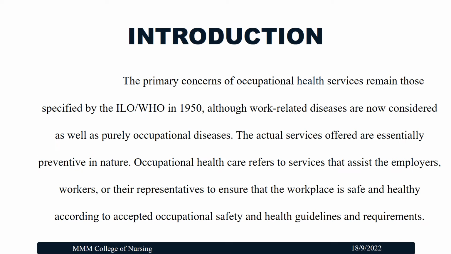Introduction. The primary concern of occupational health services remains those specified by the ILO or WHO. ILO is the International Labour Organization, in 1950, although work-related diseases are now considered as well as purely occupational diseases. The actual services offered are essentially preventive in nature. Occupational healthcare refers to services that assist the employers, workers or their representatives to ensure that the workplace is safe and healthy according to accepted occupational safety and health guidelines and requirements.